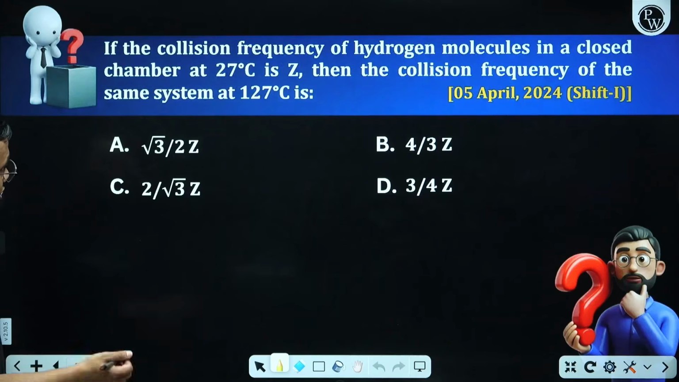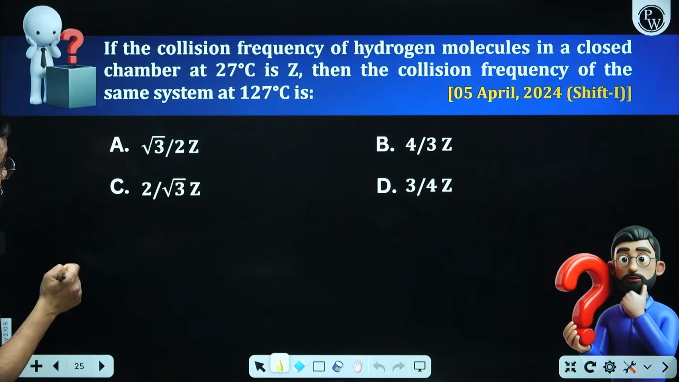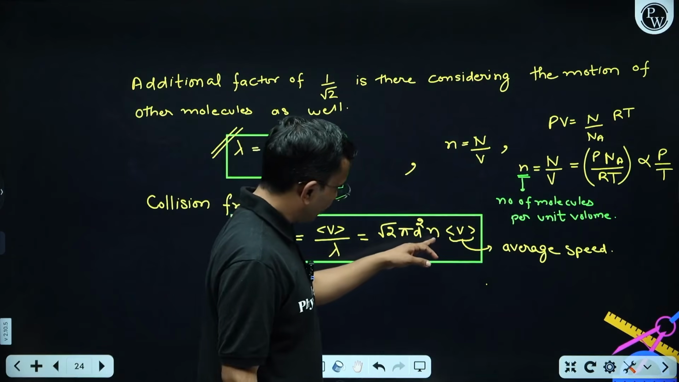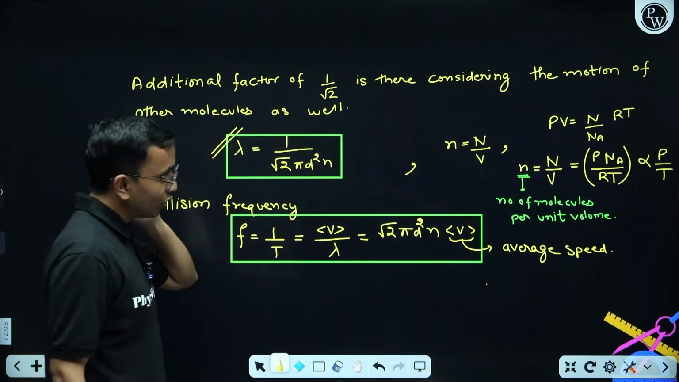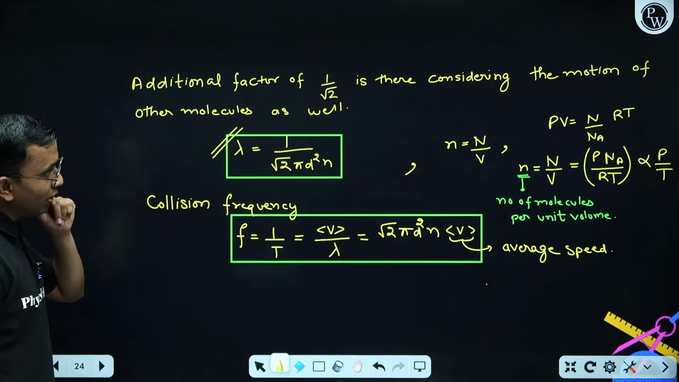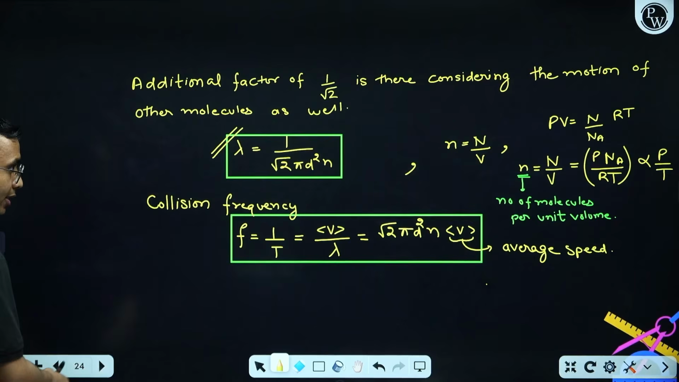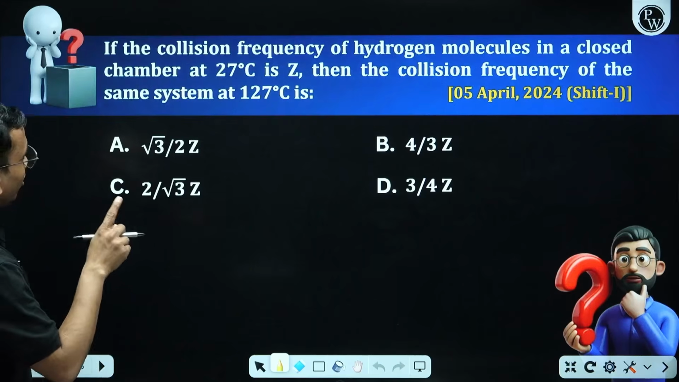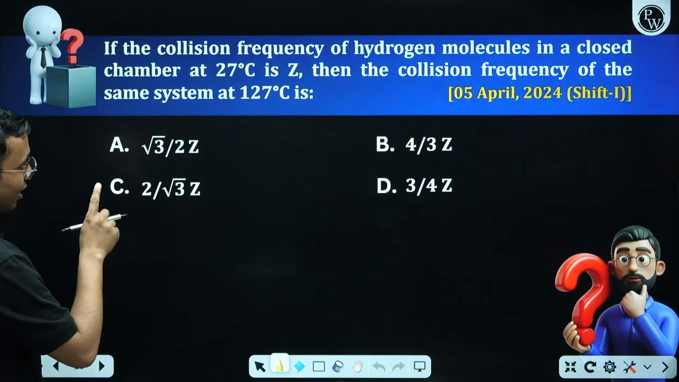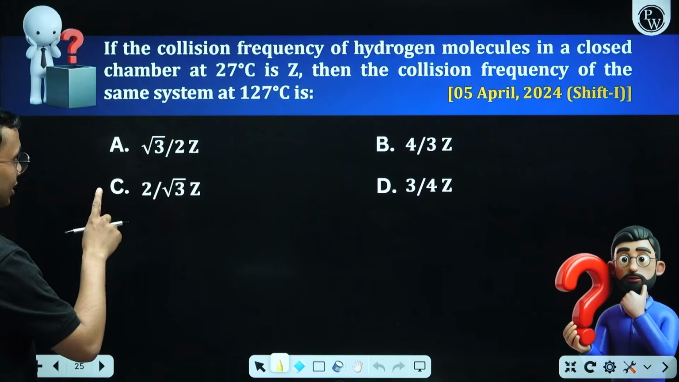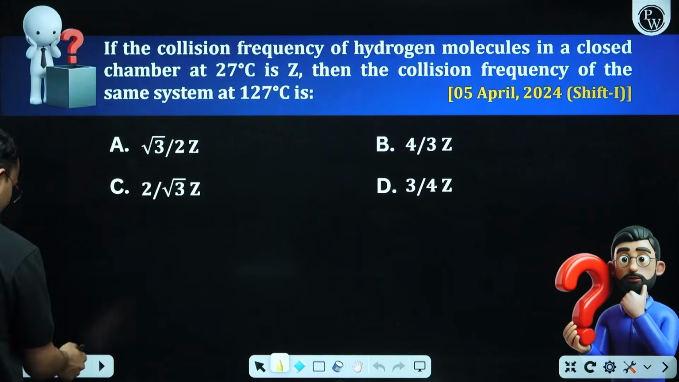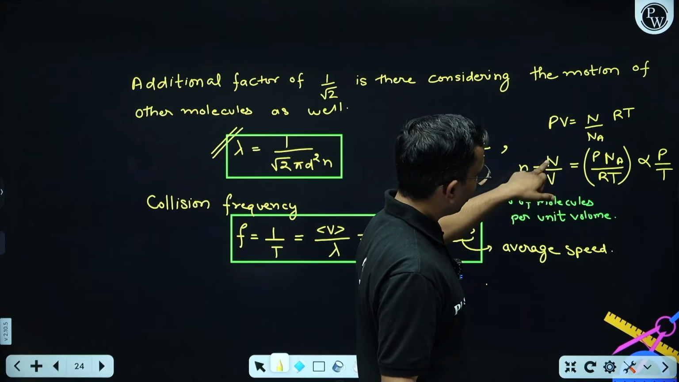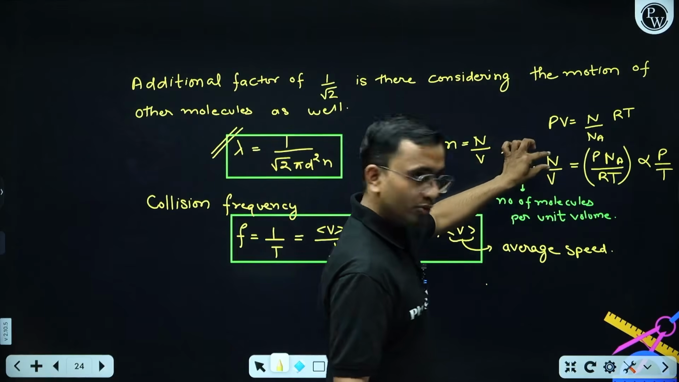Now here you see, this is the number of molecules per unit volume. Number of molecules per unit volume depends on pressure and on temperature. Let me read the question again. Collision frequency of hydrogen molecules in a closed chamber at 27 degrees Celsius, then the collision frequency of the system at 127 degrees Celsius. Closed chamber means the volume is constant. If the volume is constant, the total number of molecules is also constant, not changing.